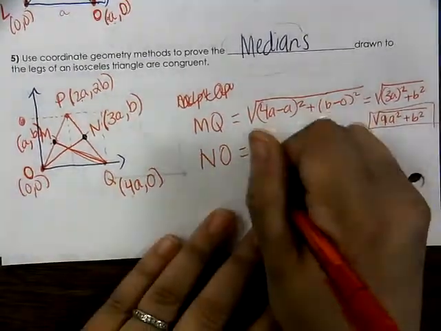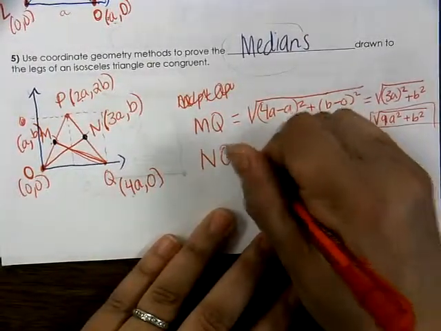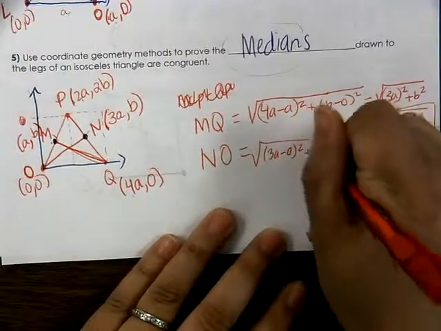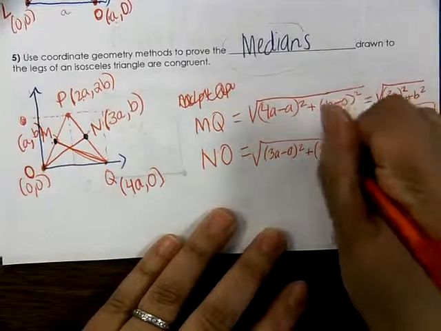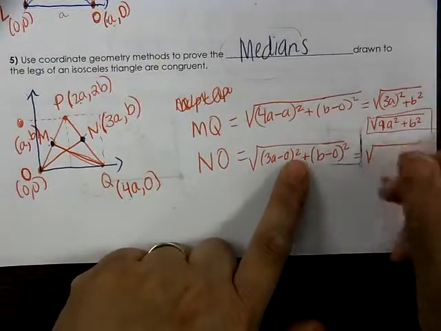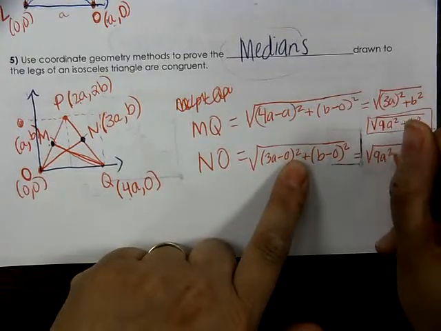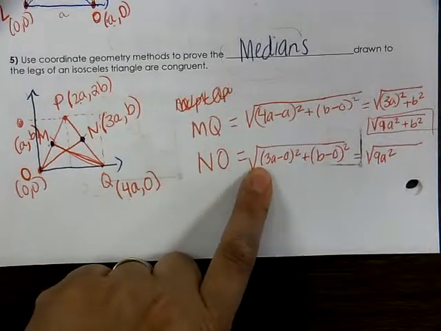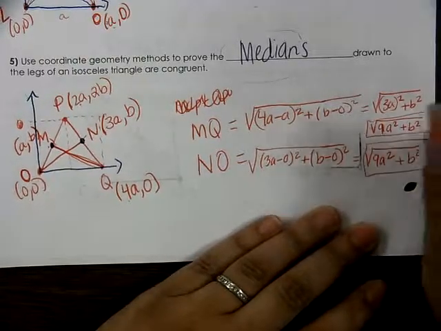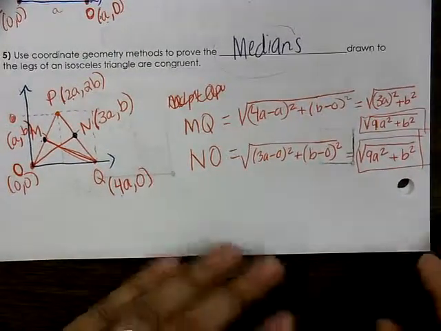Let's make sure we get that same answer for NO. So this would be the square root of 3a minus 0, squared, plus b minus 0, squared. That comes out to 3a squared, which would be, again, 9a squared. You have to make sure to square the 3 and the a, and then plus b squared. So yep, they are the same, and we are done.